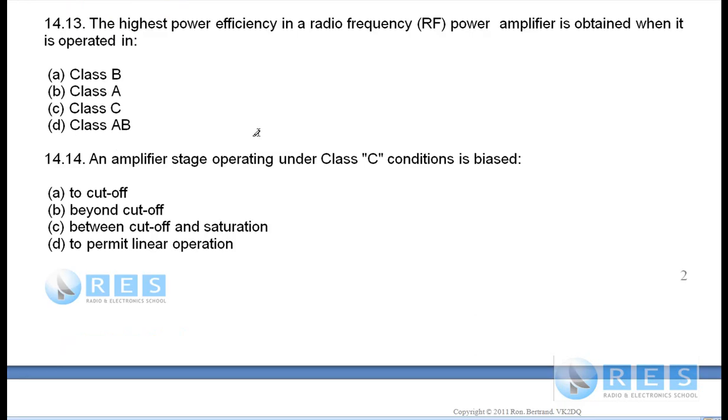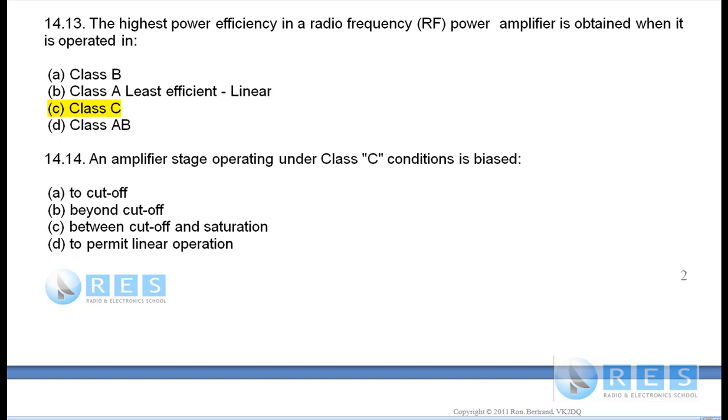14.13. The highest power efficiency in a radio frequency power amplifier is obtained when it's operating, well, we haven't spoken about class AB, that's between A and B. We're only concerned about classes A, B and C, and the most efficient class of those is class C. The least efficient is class A.